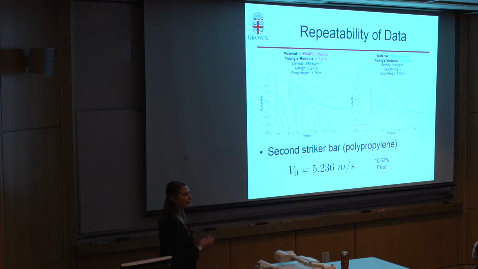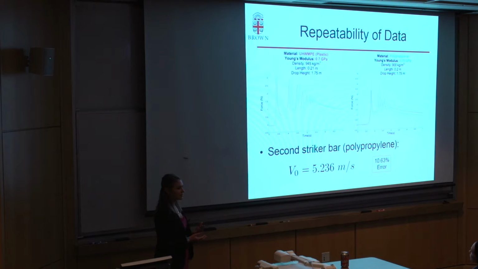I wanted to know, though, how repeatable this data would be. So I ran that same test several times with that impact bar at that drop height, and then another impact bar at the same drop height, and overlaid the data sets as shown. They're not exactly perfect, but they follow the same trends, so I felt that the system had some repeatability and consistency. And in addition, I got relatively the same impact velocity for the second bar dropped from the same height. I got 5.236 meters per second, which is approximately a 10% error.